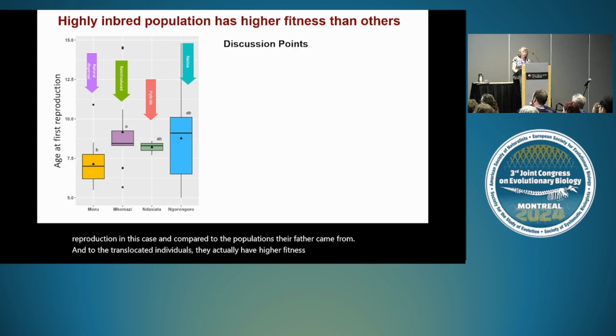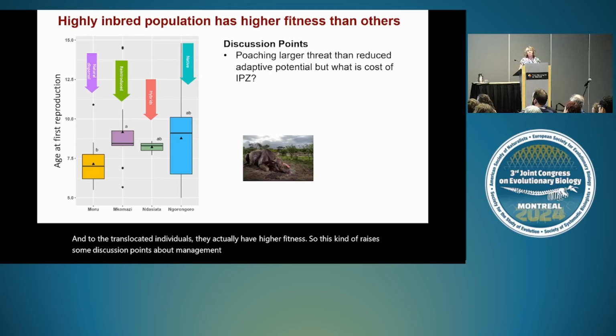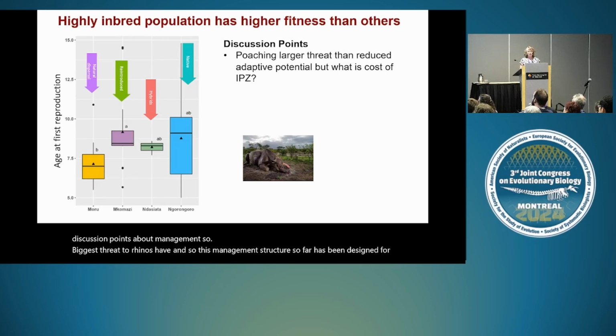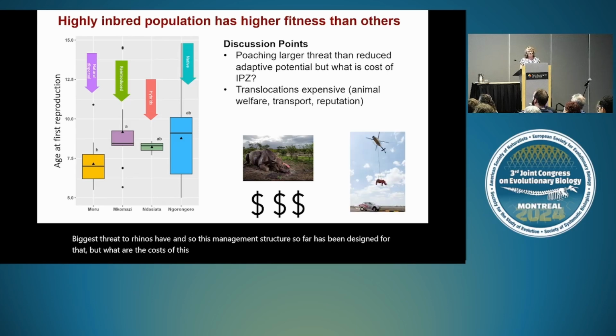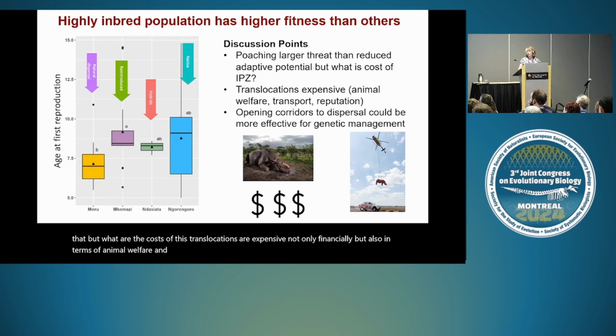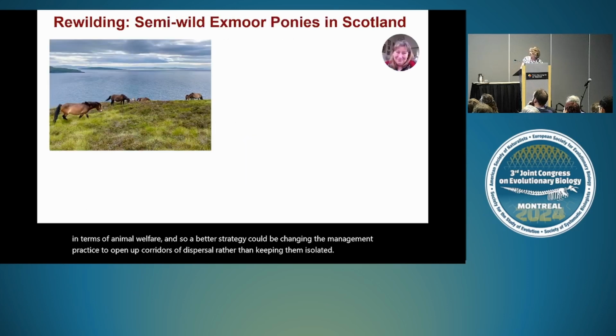So this kind of raises some discussion points about management. Poaching is the biggest threat that rhinos have, and so this management structure so far has been designed for that, but what are the costs of this? Translocations are expensive, not only financially, but also in terms of animal welfare. And so a better strategy could be changing the management practice to open up corridors of dispersal rather than keeping them isolated. The second example is quite a different kind of species.